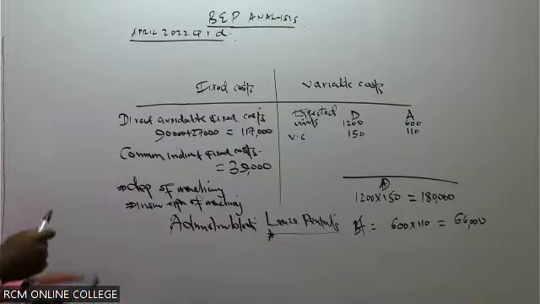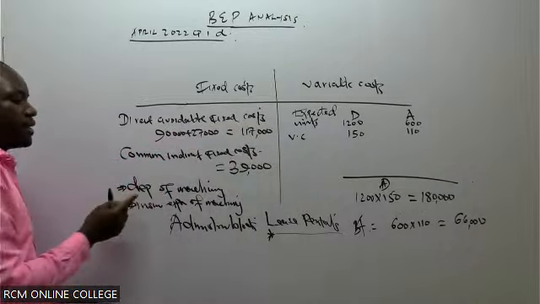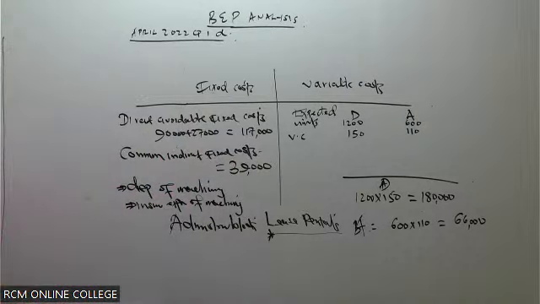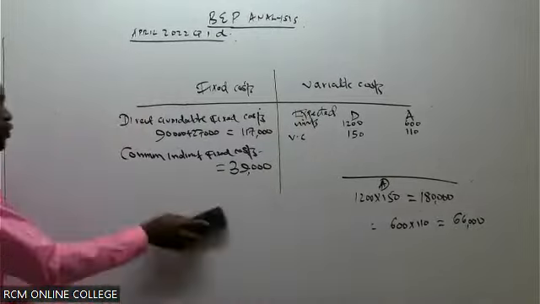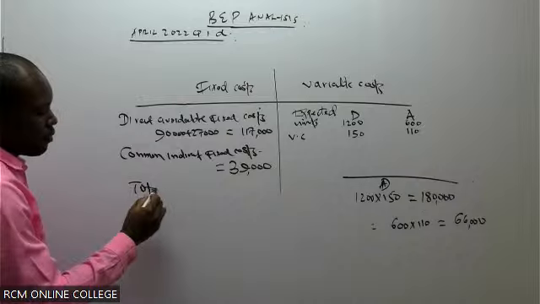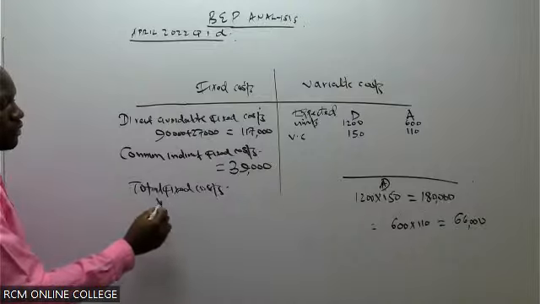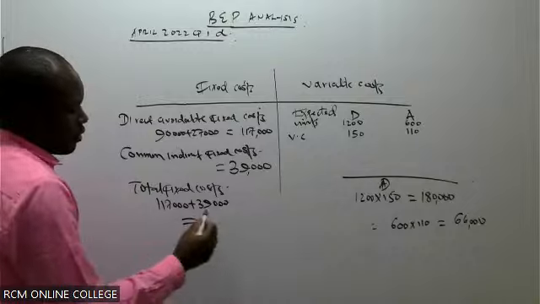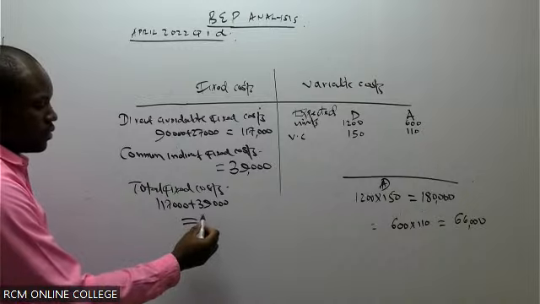And therefore, how do we now get the total fixed cost? It is the direct avoidable fixed cost plus the common indirect fixed cost. So if you add all that, what will we have as our total fixed cost? Total fixed cost will be equivalent to 117,000 plus 39,000. What are you getting? 156,000.